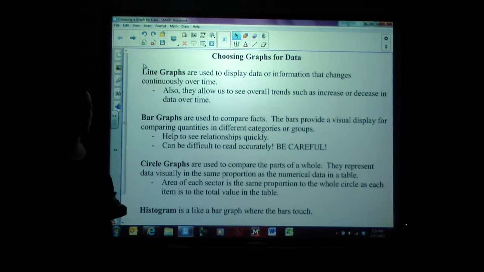So first off, we're going to start and talk about a few of the basic graphs that you might be given as options. First are line graphs. Line graphs are used to display data or information that changes continuously over time. Also, they allow us to see overall trends such as increase or decrease in data over time.